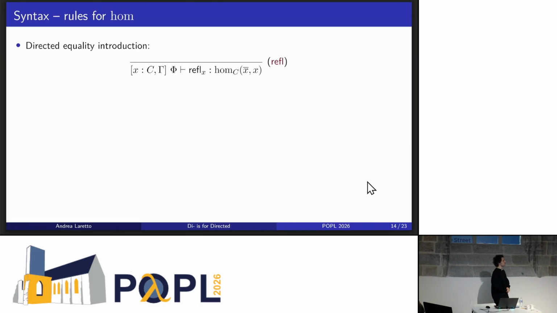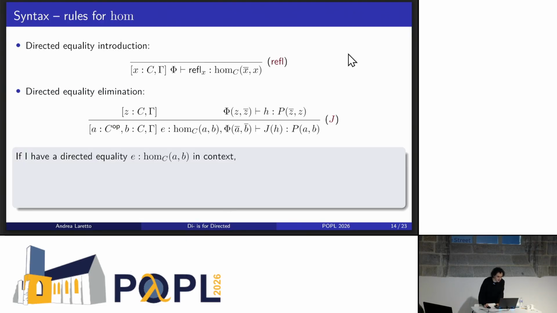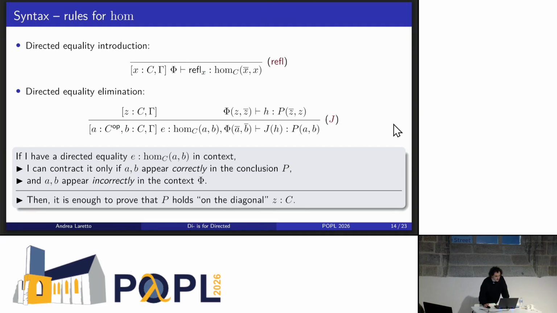Now, finally, you can state the rules for directed equality. So we can say that directed equality is reflexive, again, using our idea that I showed you before to solve the polarity problems. And now, this is the key idea. This is J. This is what J looks like. And this is how you read it. If I have a directed equality E from A to B in my context, I can contract it only if A and B appear correctly in the conclusion here, and A and B appear incorrectly in the context. This is the syntactic restriction. If that happens, then it's enough to prove that P holds on the diagonal Z, and that's precisely why they're called diagonal transformations, dinaturals.